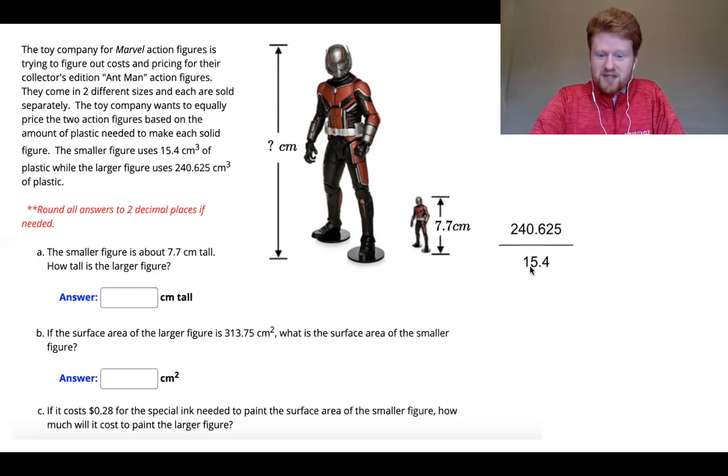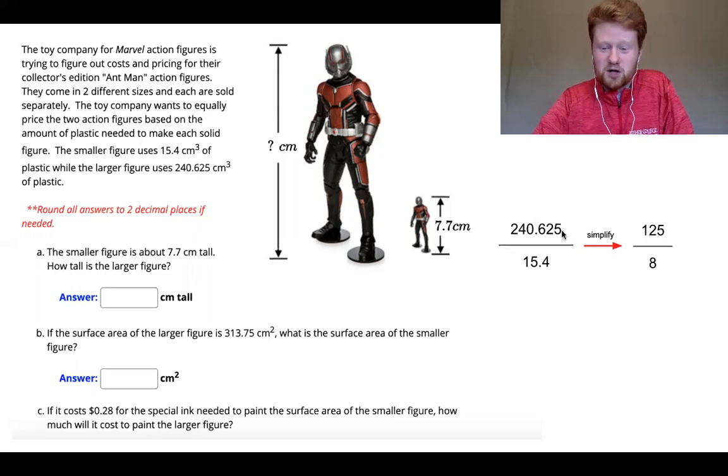So we can say the ratio of the volumes of these figures is 240.625 over 15.4 for the bigger figure to the smaller figure. But to get at the information we want, we're going to need to simplify this so that we can more easily see what's going on. If we simplify that fraction, it's actually going to be 125 over 8. And if you know your perfect cubes, you'll notice that these numbers are a lot easier to work with than the 240.625 over 15.4. So let's look at the first question now.